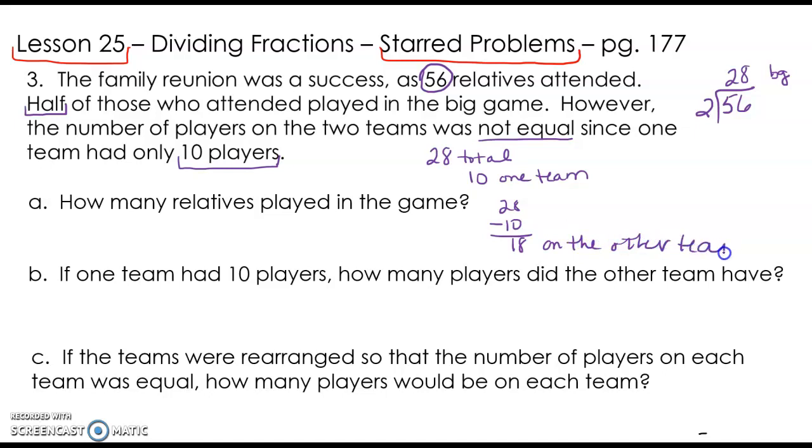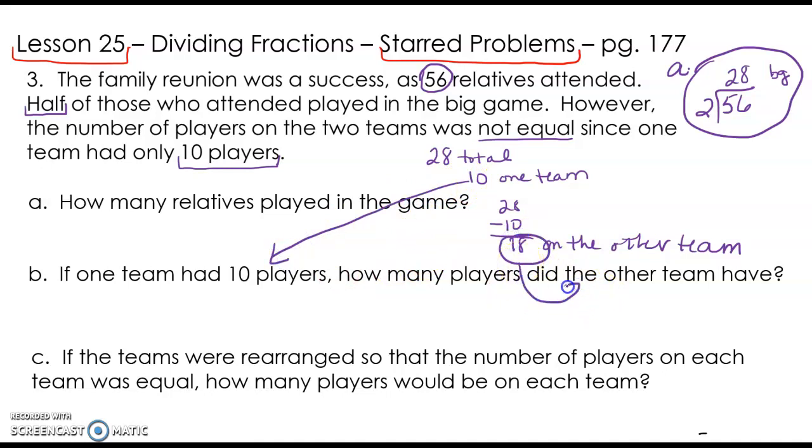Now I haven't even looked at the questions yet, but I'm just kind of figuring out what we've got here. A says how many relatives played in the big game, and we know that from here. So A would be 28. If one team had 10 players, how many players did the other team have? Well, I went ahead and solved that here, 18. And then it said if the teams were rearranged so that the number of players on each team was equal, how many players would be on each team? So if 28 people played and we divide that by 2, we get 14. So if we wanted equal teams, we would have 14 on each team.